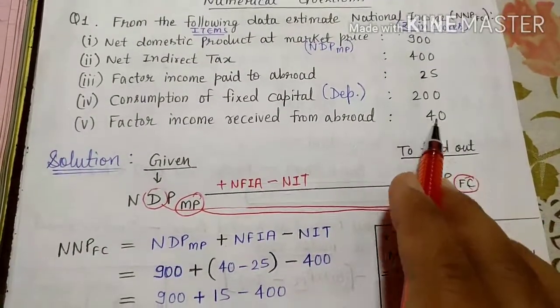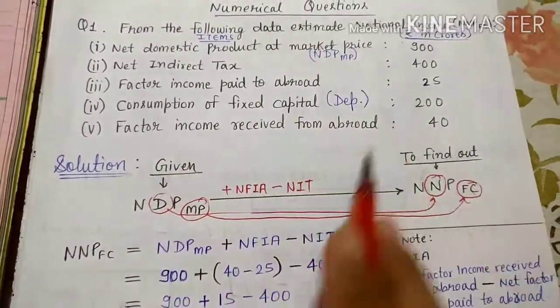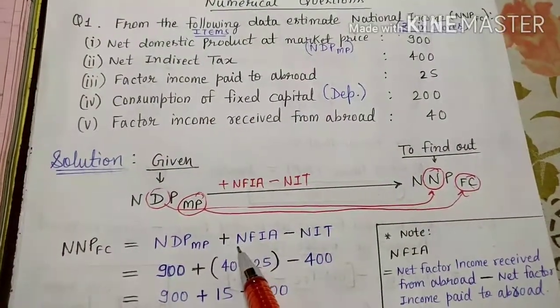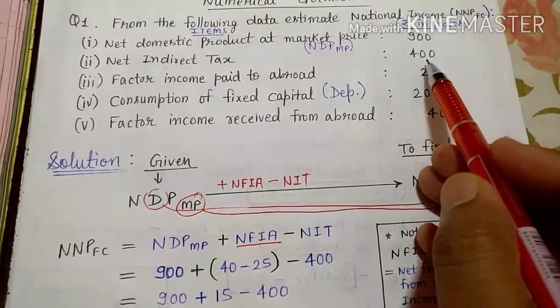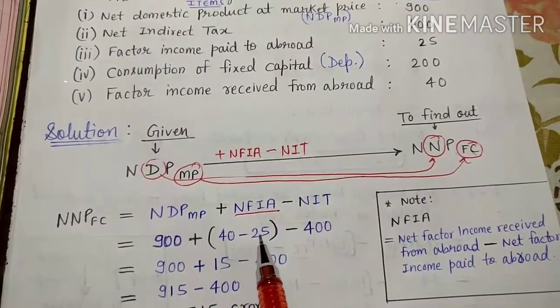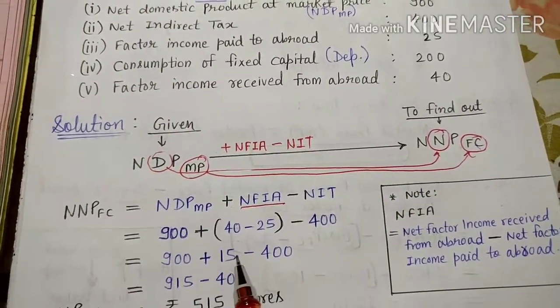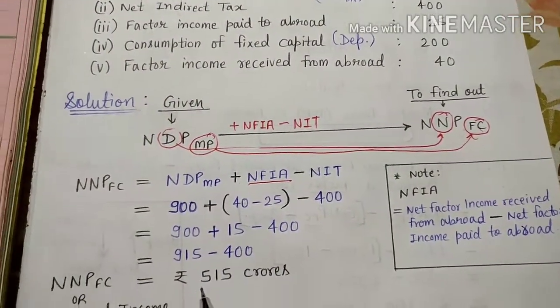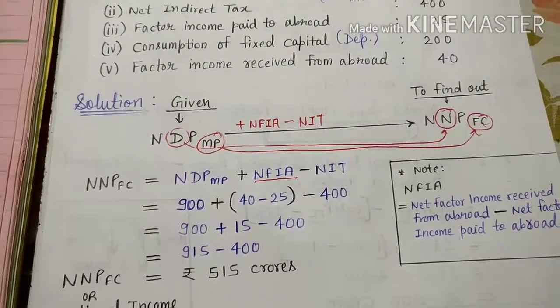So 40, that is this one, factor income received from abroad, minus what? Factor income paid to abroad, minus 25. So it becomes NFIA. Now minus NIT, it was given directly as 400. So 900 plus 40 minus 25 becomes 15, and minus 400. 900 plus 15 is 915, minus 400, it becomes rupees 515, or you can say 515 crores.